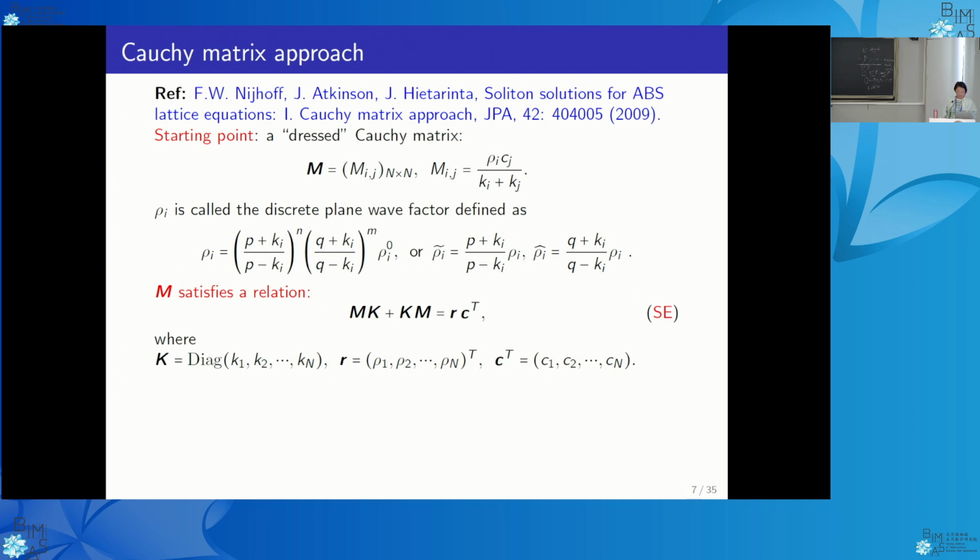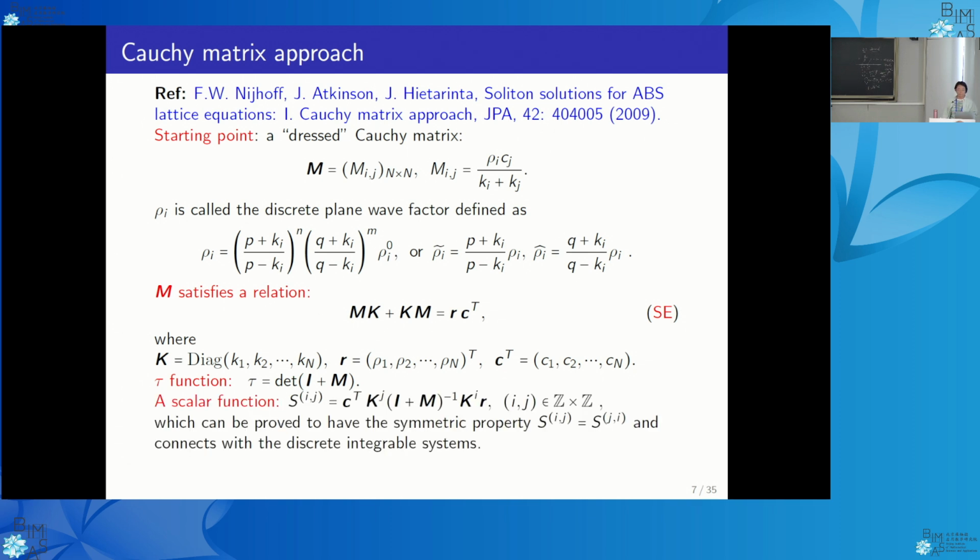Okay, and in this game, they give the tau function by defining it as the determinant of I plus M, where I is the identity matrix. They also define scalar functions as Sij, where i and j are integers. It can be proved that Sij is symmetric and connects with the discrete integrable systems.